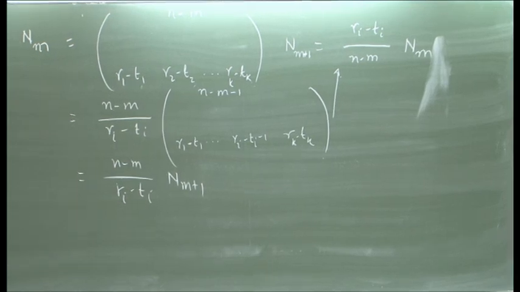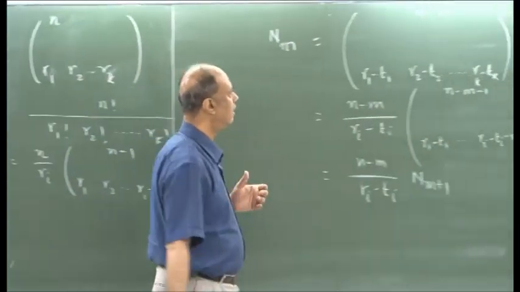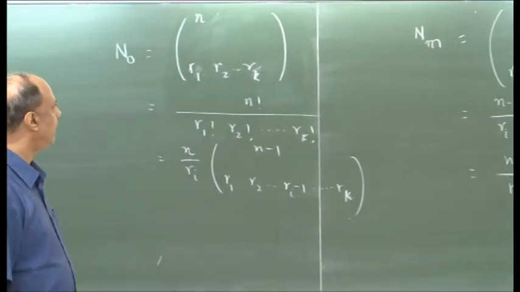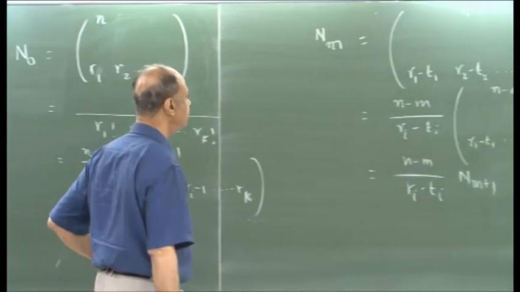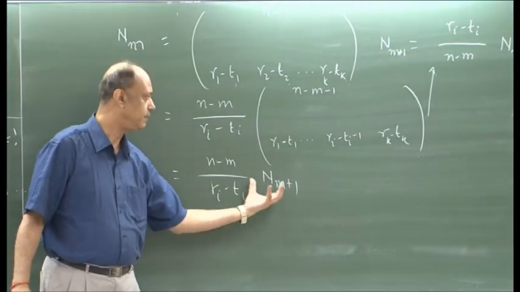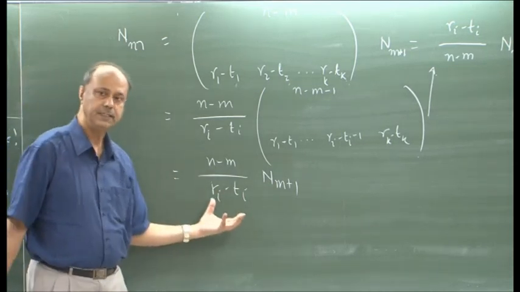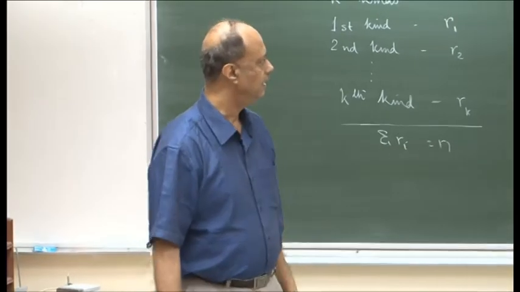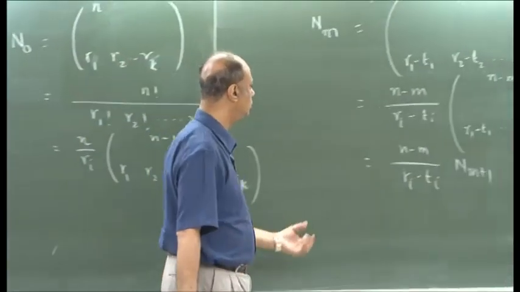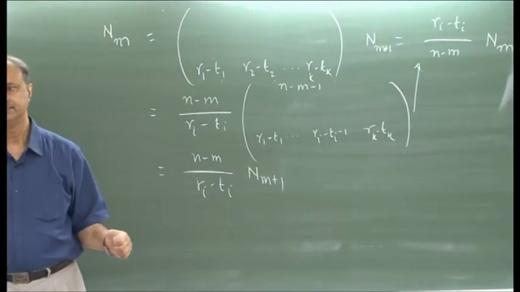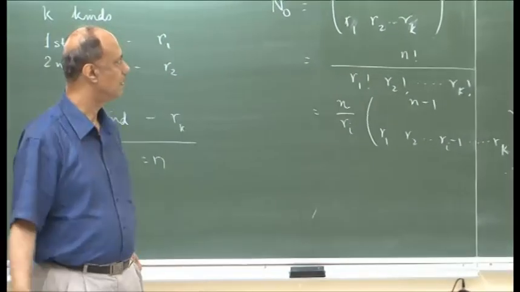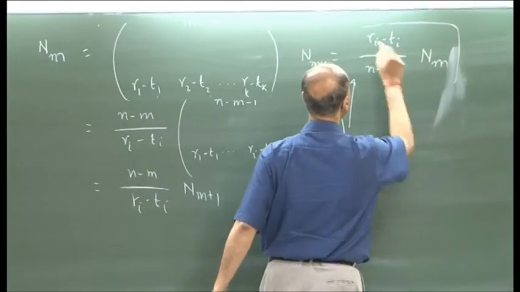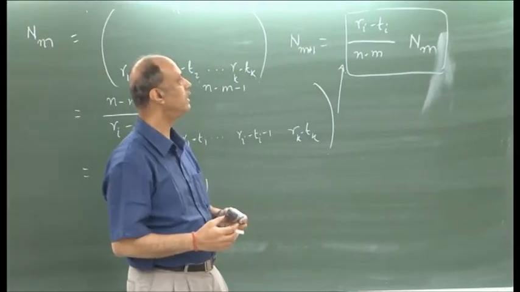So what it gives is that if I know the first m elements, where T1 are of the first kind, T2 of the second kind and Tk of the kth kind, then this many permutations you have whose m plus 1th element is i. This gives you the number of permutations of Nm whose m plus 1th element is i.